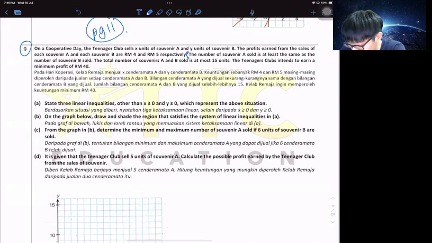This is where you finally need to do something. They say number of souvenir A sold is at least the same as souvenir B. So at least, well, it's already English. So at least, paling kurang actually the Malay is also there. So maybe if you need Chinese, 最少, at least. So okay, number of souvenir A. They say how many souvenir A? X. Okay, so I start putting X out. At least the same as B. So I know B got Y units.